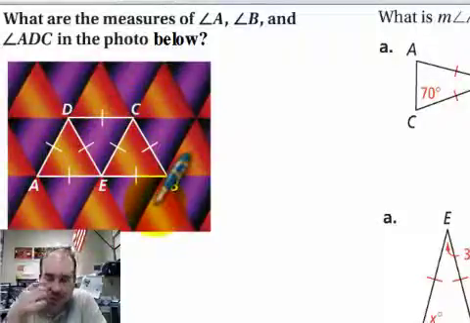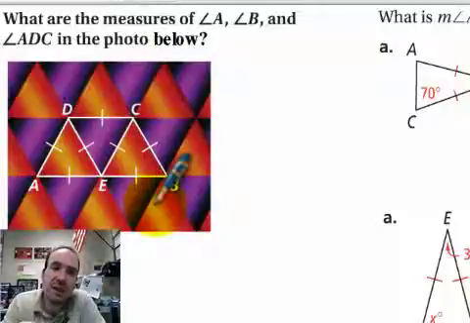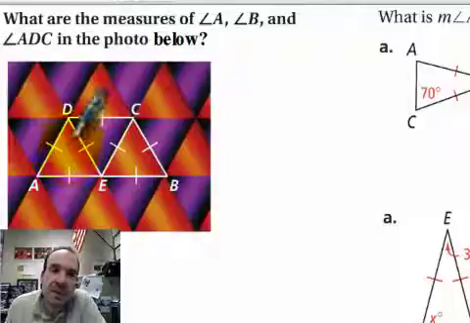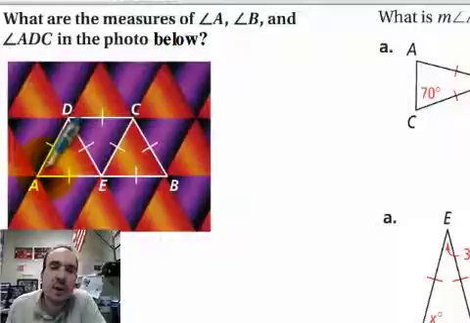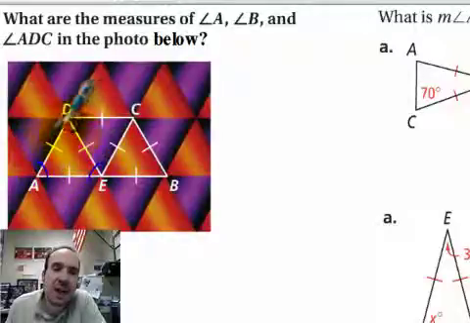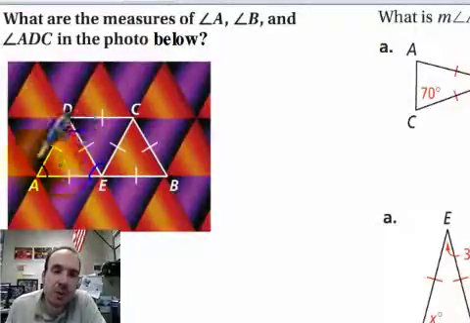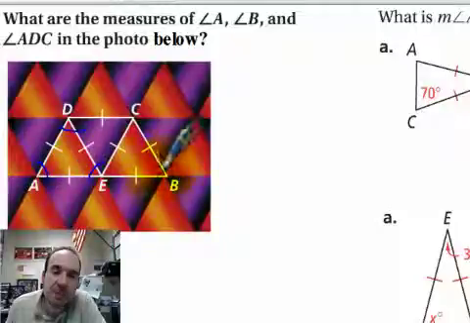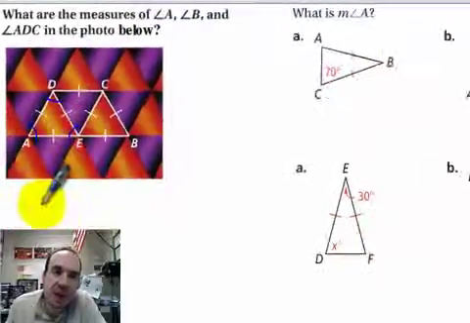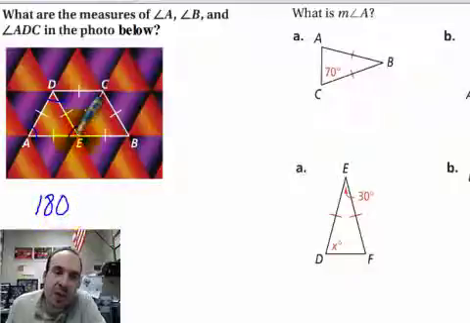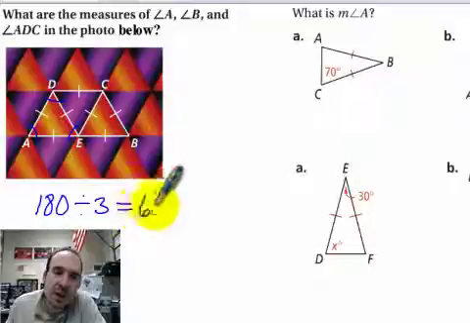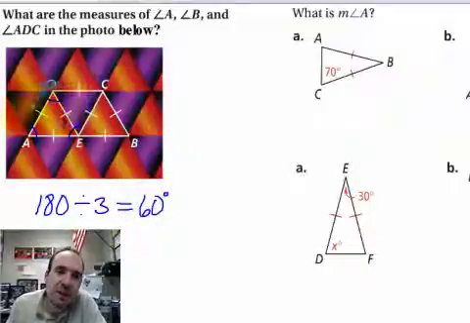Well, first of all, I noticed that each of these triangles is equilateral, meaning it has 3 congruent sides. And then I remember the fact that an equilateral triangle is also equiangular. So that means all of these angles have the same value, whether it's A or B. And since every triangle has 180 degrees total, and I have 3 equal angles, I take 180 divided by 3, and I get 60 degrees. So angle A has a value of 60 degrees.